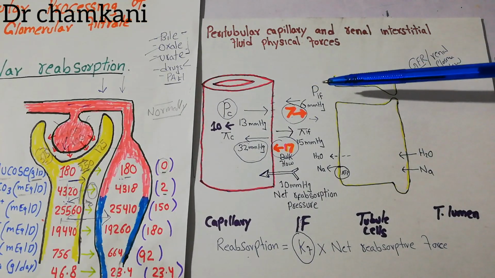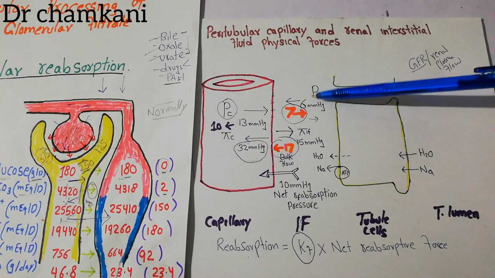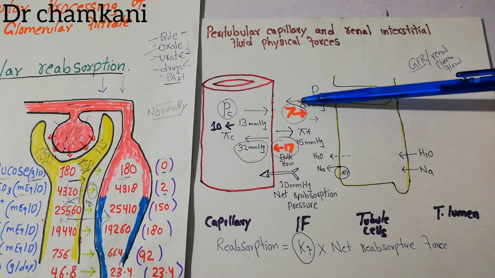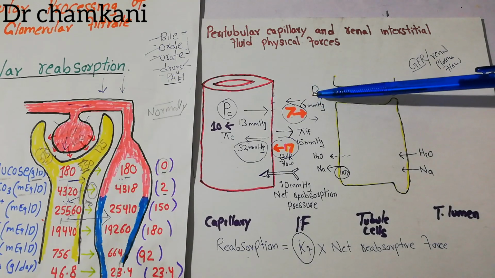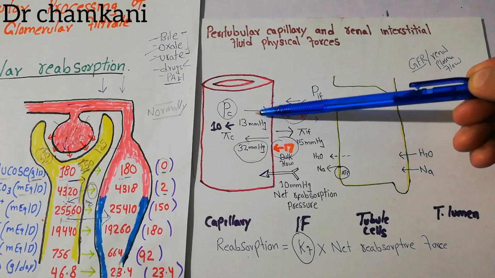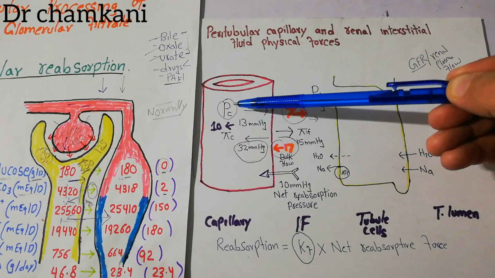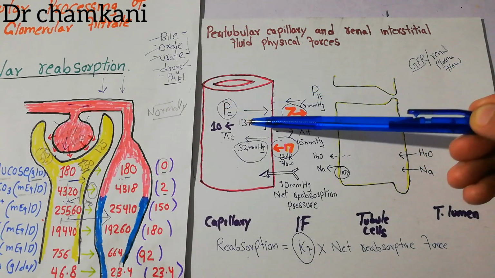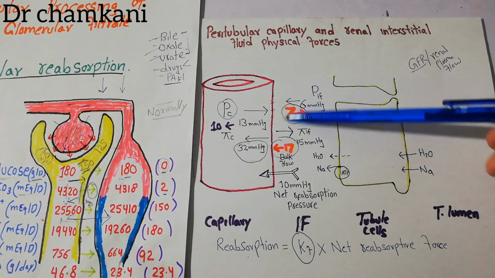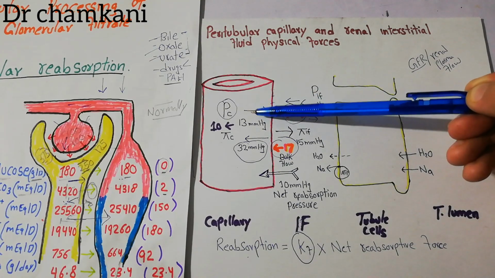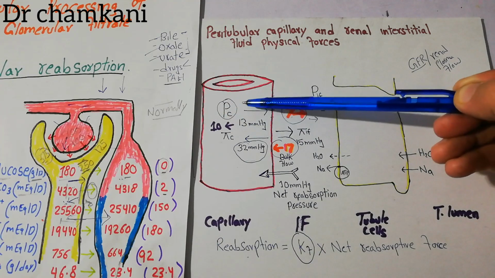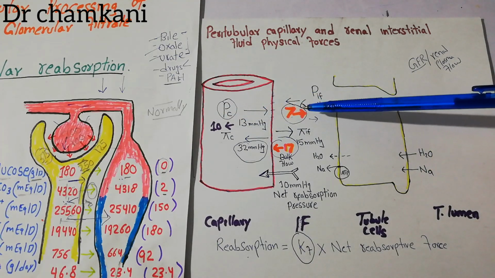there is hydrostatic pressure in the interstitium, which is opposing the reabsorption of fluid from the interstitium into the peritubular capillary. And there is hydrostatic pressure in the peritubular capillary, and this is opposing the fluid. This hydrostatic pressure in the interstitium is favoring the reabsorption process in the peritubular capillary, while the hydrostatic pressure in the peritubular capillary is opposing the reabsorption from the interstitium.